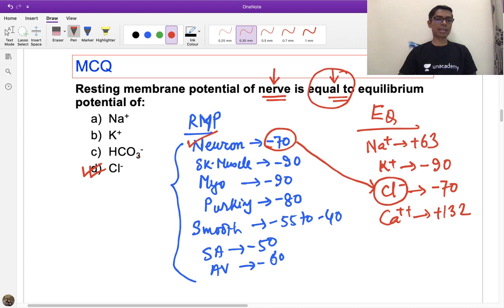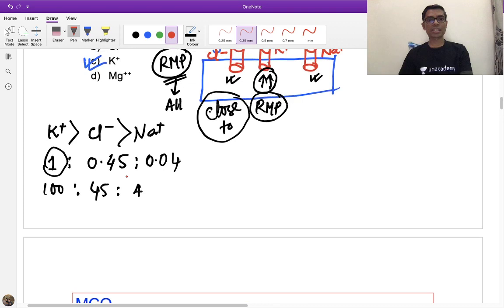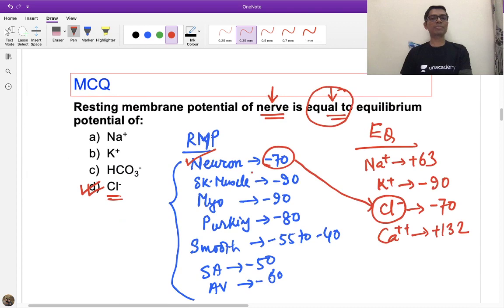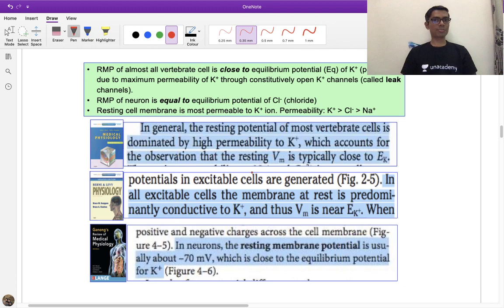That's why my answer here is chloride ion. But in the previous question, the question was not "equal to"; it was "close to". Close to means they are asking the concept of which ion is maximum permeable on the cell membrane, and there my answer was potassium. So this is the difference between the two questions. Now please follow what the standard textbook says. This is conceptual. This information I must remember: RMP of almost all vertebrate cells is close to the equilibrium potential of potassium, because potassium is maximum permeable.